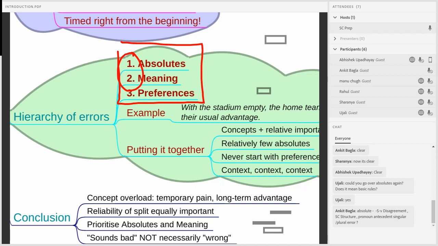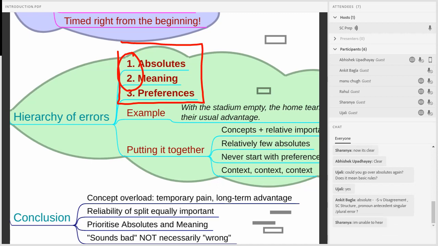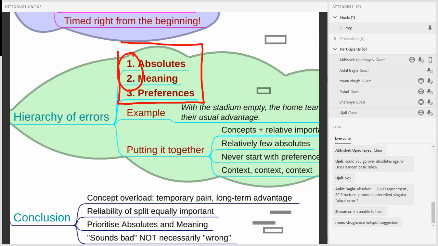Ankit's asking about absolutes: SV disagreement, S structure, pronoun antecedent, singular, plural. Oh, Sharanya, I think it's internet connectivity. If you can hear me right now, you may want to switch to a different internet connection, possibly a mobile connection. There's no way for me to fix it from my side. Yeah, use a hotspot.